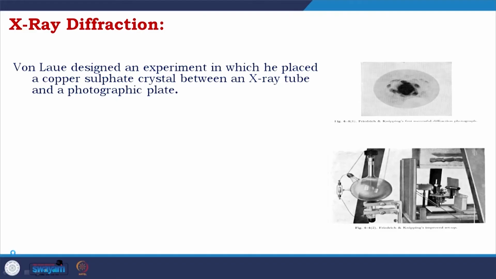X-ray diffraction, as I told, von Laue designed an experiment in which he placed a copper sulphate crystal between an X-ray tube and a photographic plate. You could see that this is the setup of Friedrich and Knipping's improved setup. This is the diffraction photograph.